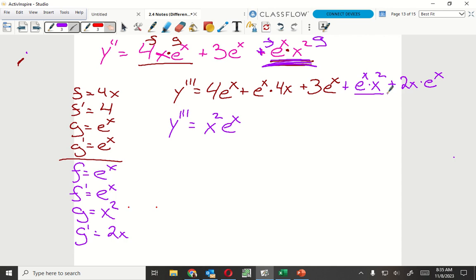Now x the first. So I have a 2x e to the x and a 4x e to the x, which is going to give me 6x e to the x. Then I have 4 e to the x and a positive 3 e to the x, which is going to give me a positive 7 e to the x.